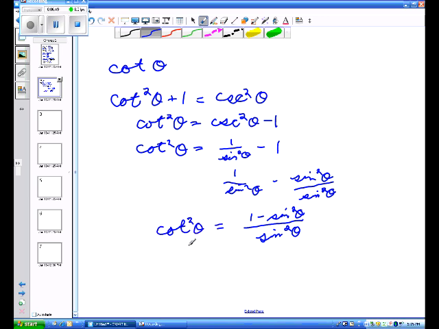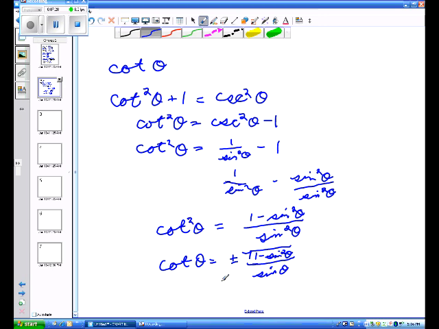So now we have it strictly in terms of sine, but what we have is cotangent squared. We need cotangent. So to solve for cotangent, we would take the square root of both sides. So we would have cotangent of theta equals plus or minus. Now over here, when we take the square root of this, we have to take the square root of the numerator, which we can't do, so we would write that as 1 minus sine squared theta over the square root of the denominator, and the square root of sine squared is sine. So now we have cotangent theta written in terms of just sine.